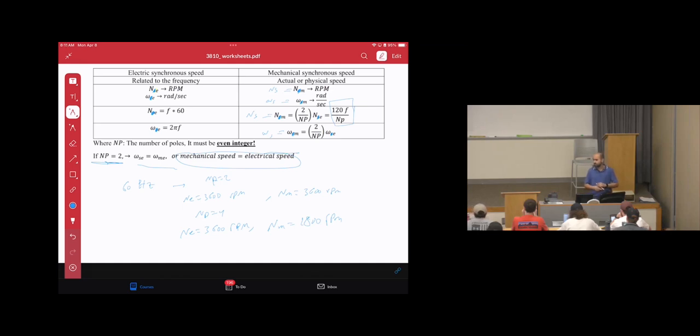RPM. So when we say the speed is, for example, 300 radians per second, I can say 300 is larger than 100, but I don't have the physical meaning. But when I say the speed is 3000 RPM, then I can imagine 3000 revolutions per minute. So whenever we deal with applications related to mechanical parts, mechanical engineering, we will use RPM. Whenever we talk about something related to electrical, we will use radians per second. So here are the differences between mechanical and electrical. Any questions about the speeds?